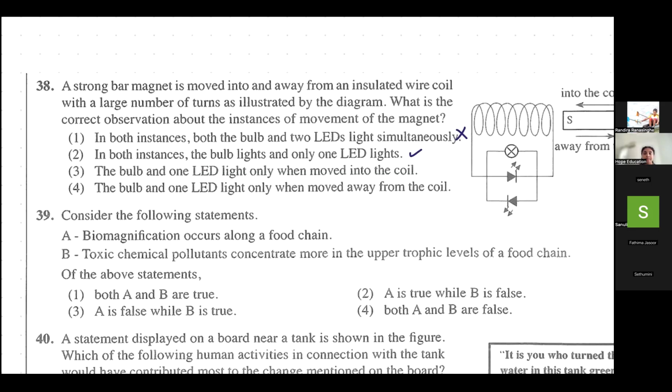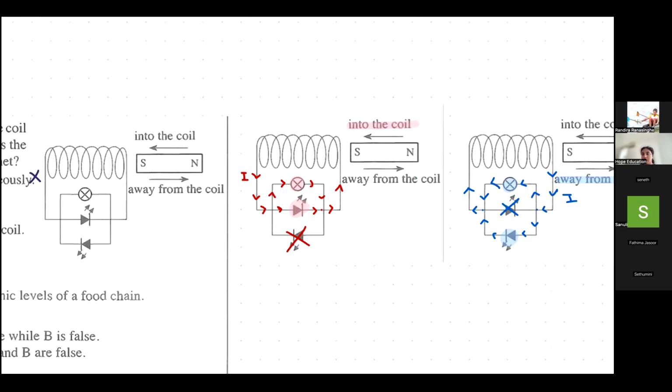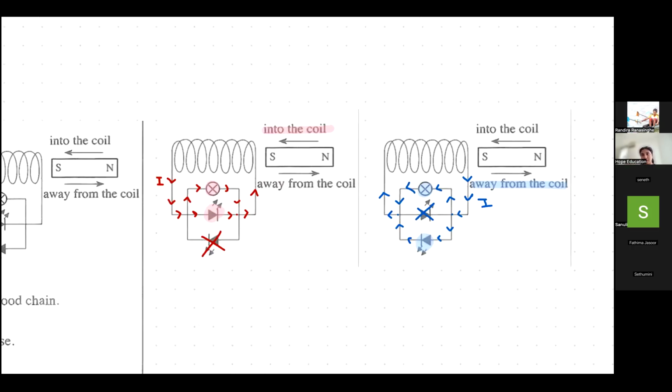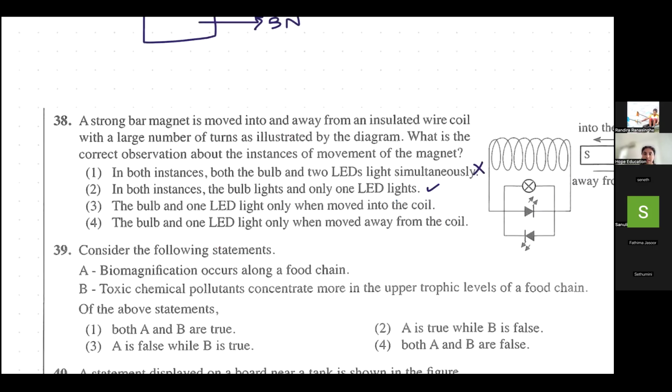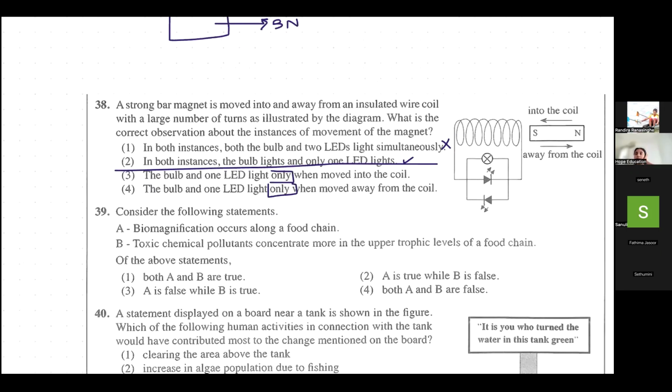Then, the bulb then one LED light only when moved into the coil. Bulb එකකුයි එක LED එකකුයි light වෙන්නේ into the coil move වෙන්නේ විතරයි. නැහැනේ. Away from the coil යද්දිත් එක bulb එකකුයි LED එකකුයි light වෙනවා. Into the coil යද්දිත් එක bulb එකකුයි LED එකකුයි light වෙනවා. So මෙතන මේ only කියන word එක තියෙනවා මේ දෙකේම, therefore they are both wrong. So the second one is the correct answer. ඒ question එක හැමෝටම තේරුණාද? Give me a thumbs up fast.